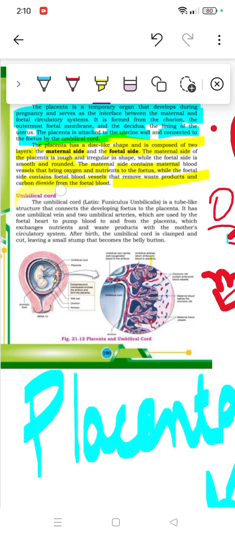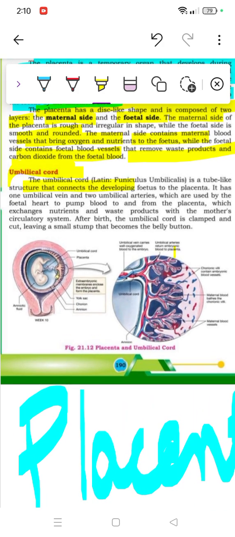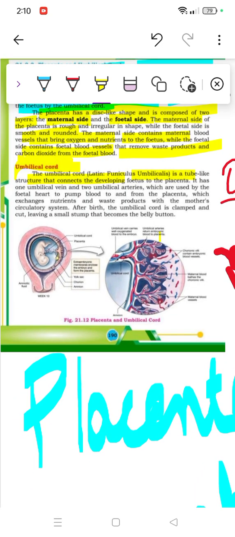Then comes the umbilical cord, which is simply a Latin word, umbilicus. It's a tube-like structure which connects the developing fetus to the placenta, and has one umbilical vein and two umbilical arteries. They are used by the fetal heart to pump blood to and from the placenta, which exchanges nutrients and waste products with the mother's circulatory system. After birth, the umbilical cord is clamped and cut, leaving a small stump that becomes the belly button.